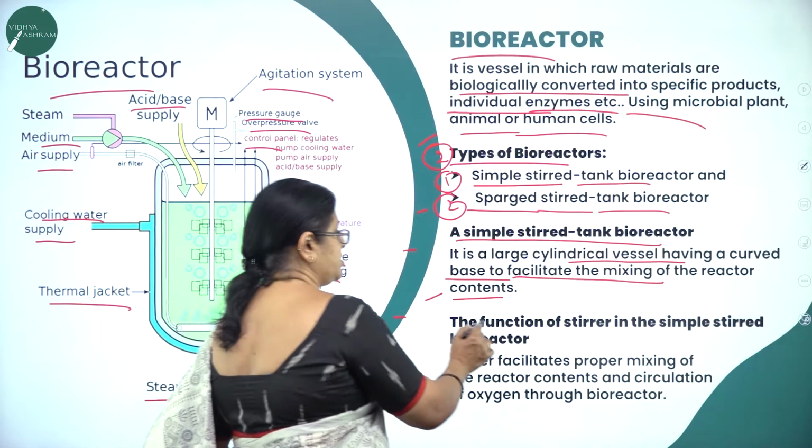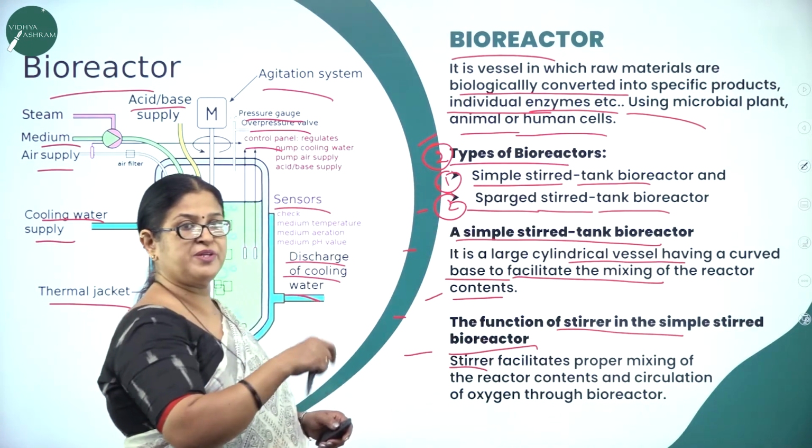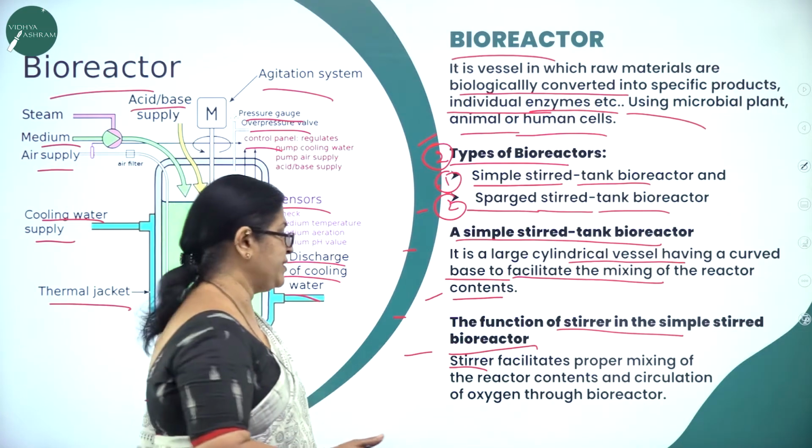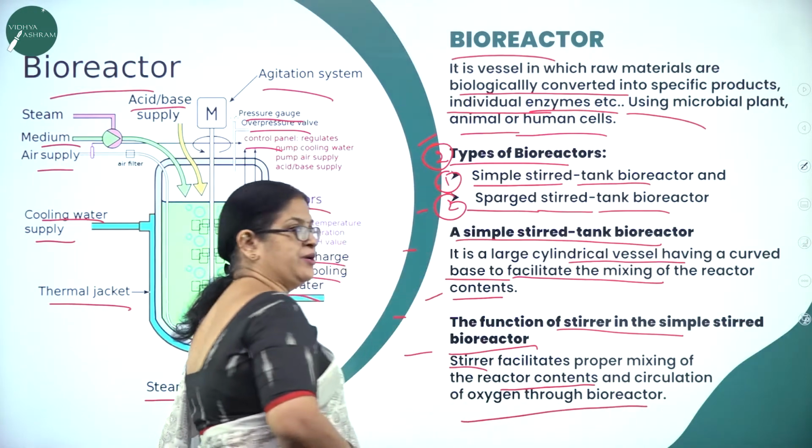Next, the function of the stirrer in the simple stirred tank bioreactor. The very word stirrer means what? Mixing. It facilitates proper mixing of the reactor contents and circulation of oxygen through the bioreactor.